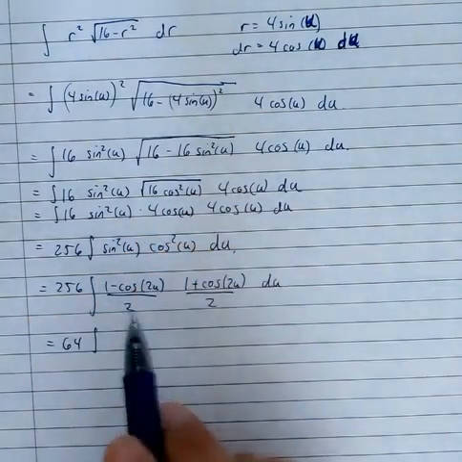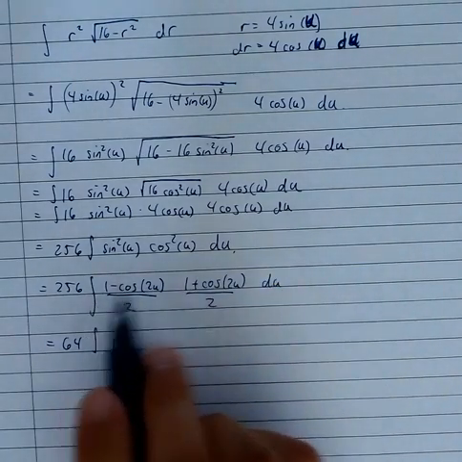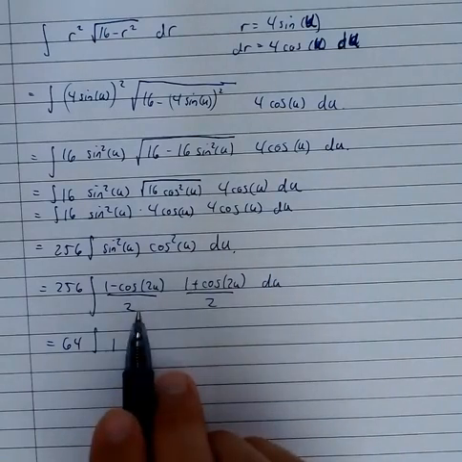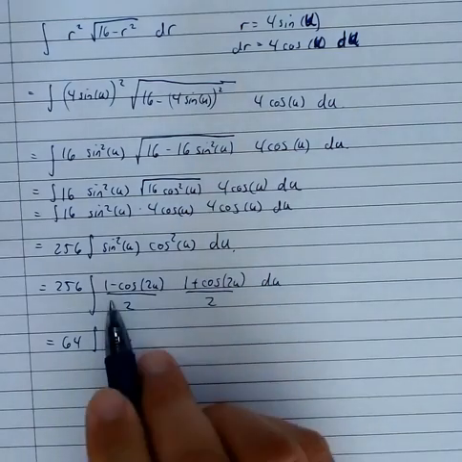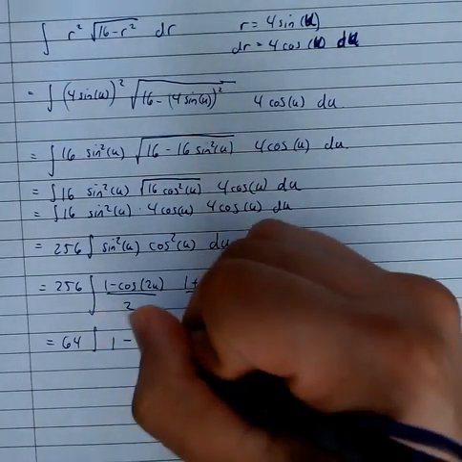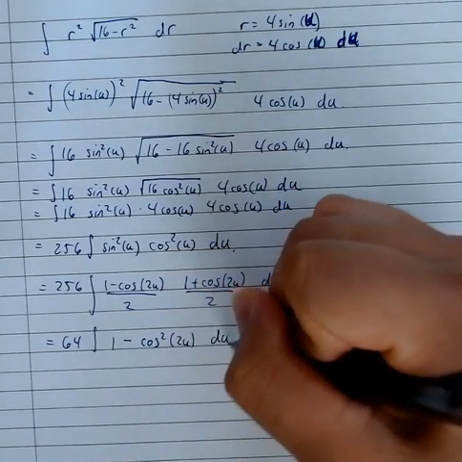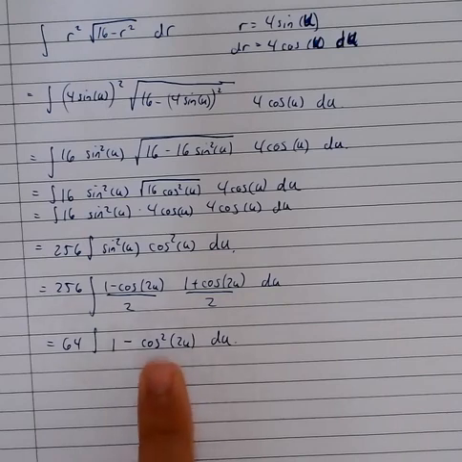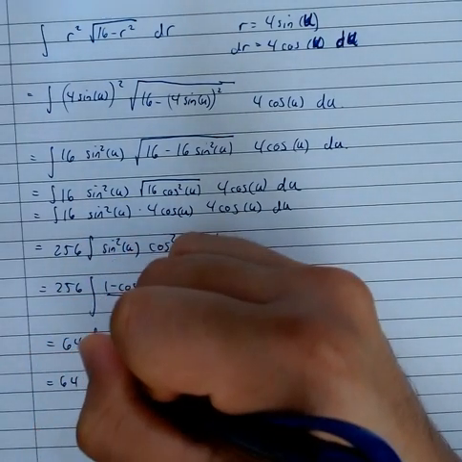Times the integral of, and we can multiply these out. 1 times 1 is 1. 1 times cosine of 2u, but then minus cosine of 2u, those would cancel out. And a positive times a negative is a negative. Cosine of 2u times cosine of 2u is cosine squared of 2u. Oh, well, that's still got an even power. So let's do it again. Let's use the power reduction formula.